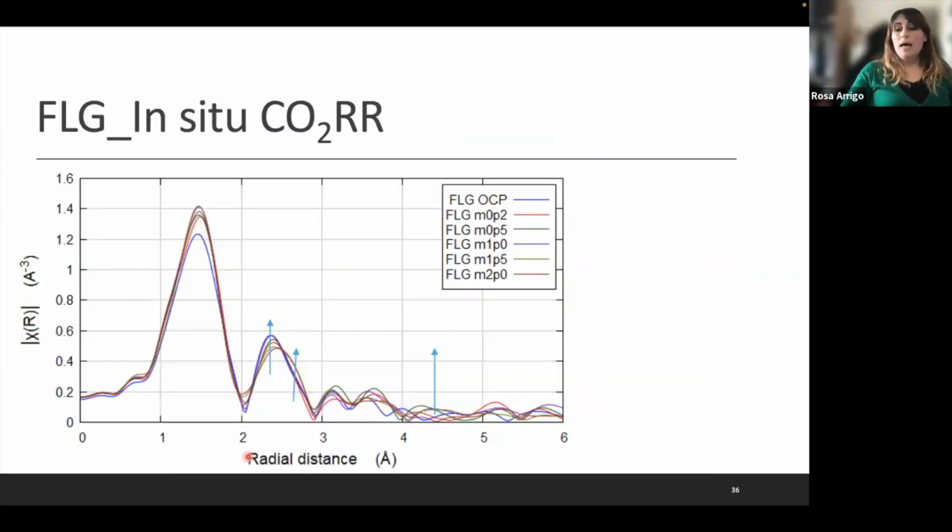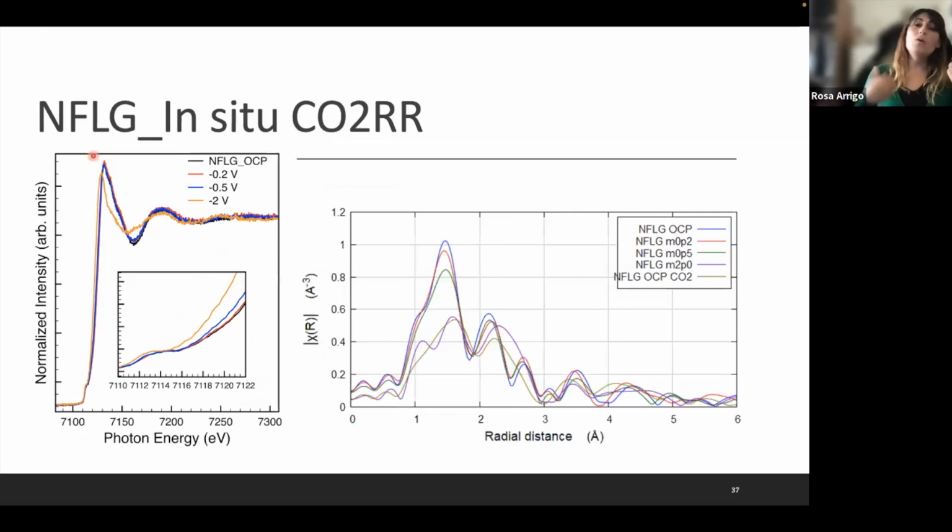So what happens in situ? We see a slight change from open circuit potential, and an increase in the coordination number in the first coordination shell, and some changes in the second coordination shell, but these are minimal for the FLG system, and this is consistent with what people found in the literature on this iron nitrogen 4 system. Now the NFLG, the one in which we additionally put nitrogen, is different and more complex.